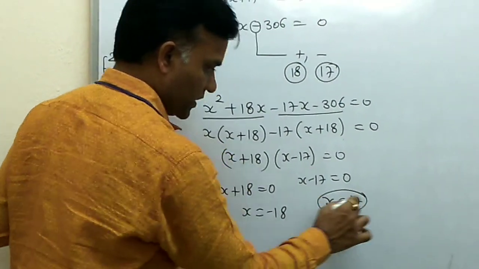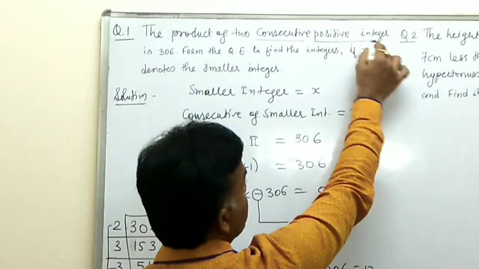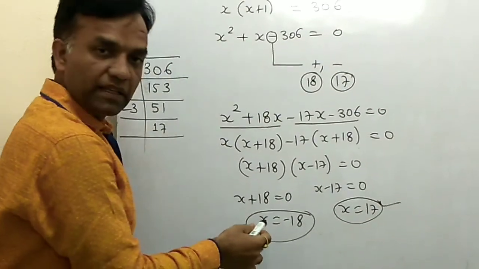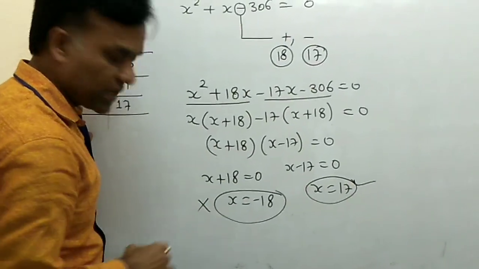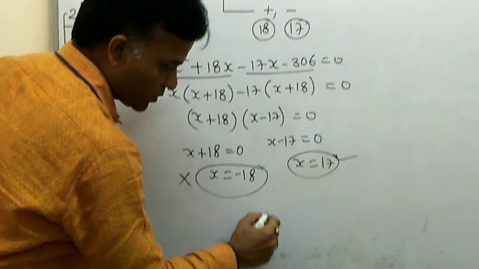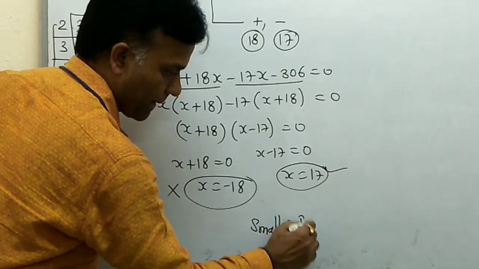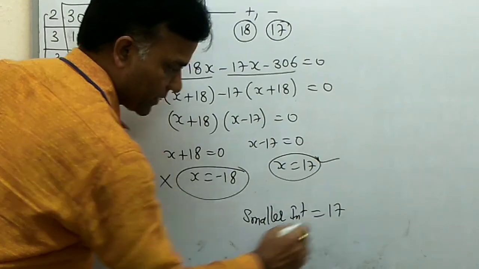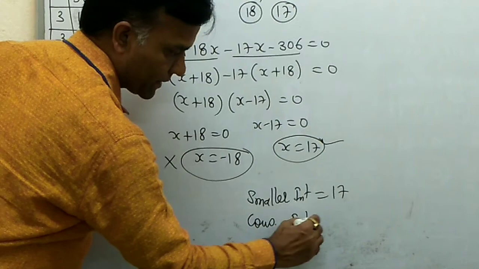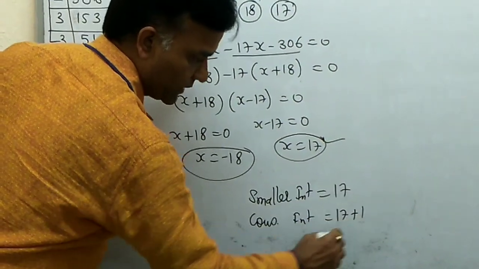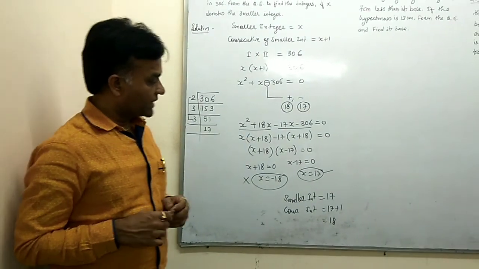Okay, so this number is possible, this is not possible because here we find out the positive integer. But this one is not positive, so the minus sign is here, so this number is ignored. And now your smaller integer is 17 and the consecutive integer, that is 17 plus 1, is 18. Okay, so there are two integers, 17 and 18.